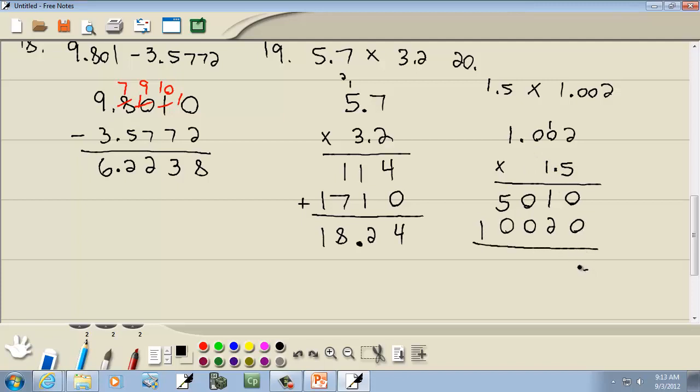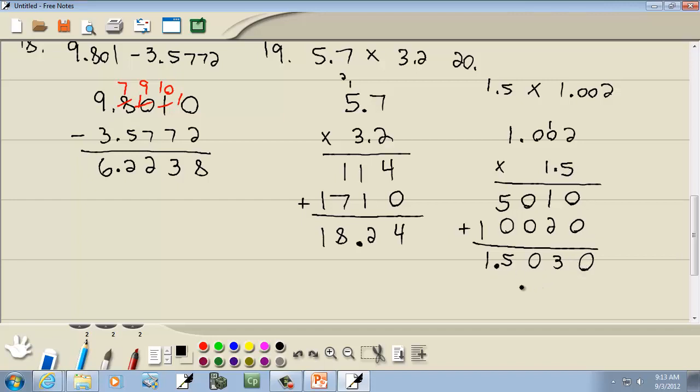Then I'll add them together. So put a 0 here. 1 plus 2 is 3. 0 plus 0 is 0. 5 plus 0 is 5. And then put a 1. And we count how many decimal places we had up here. We had 3 there and 1 there. So there's 4 total. So we need 4 decimal places here.